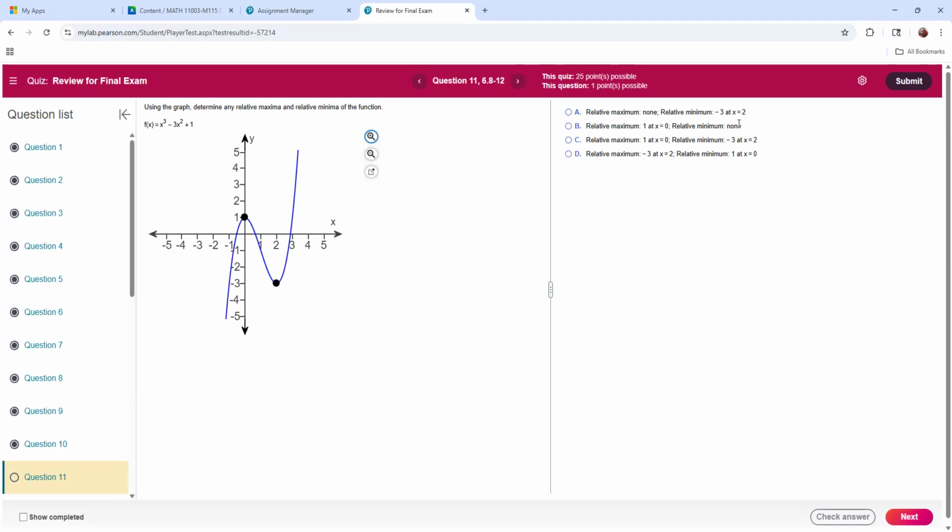Justin, you got C, is that it? Yeah, I got 1 at x equals 0. And then that one had a relative minimum of -3 at x equals 2. Because the other one said it didn't have a minimum. But y'all, they got a big black dot on that minimum. So you're good on that one. It is definitely C for that one, okay?